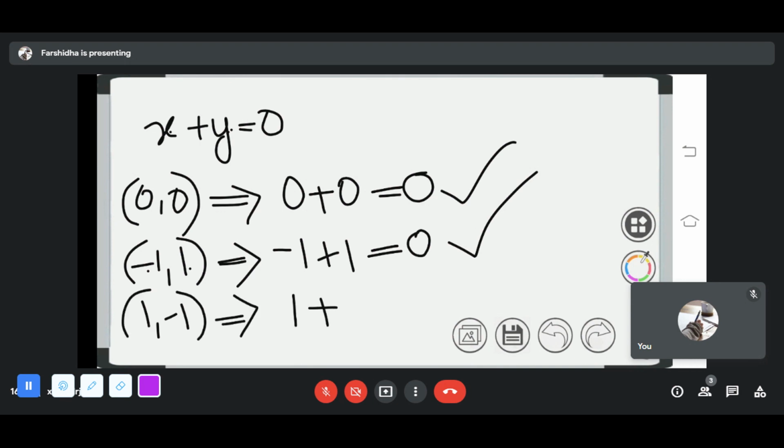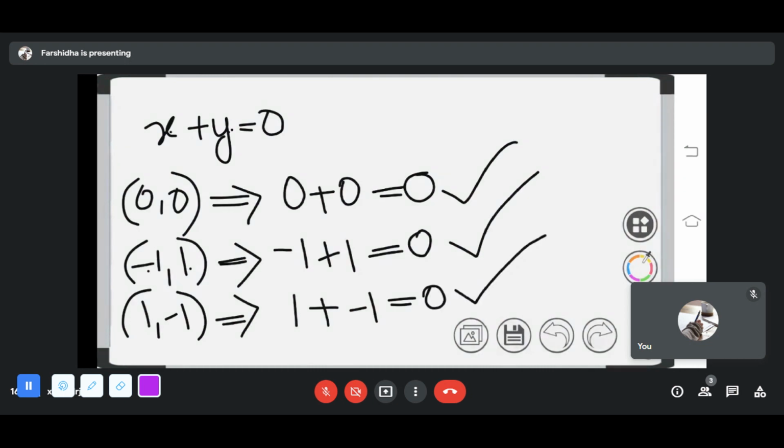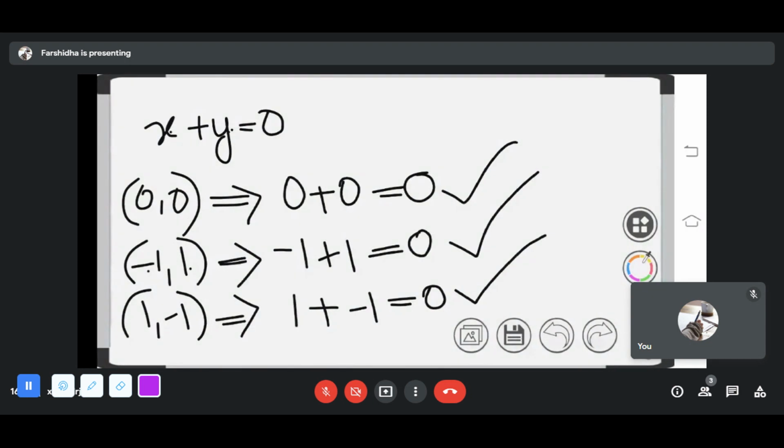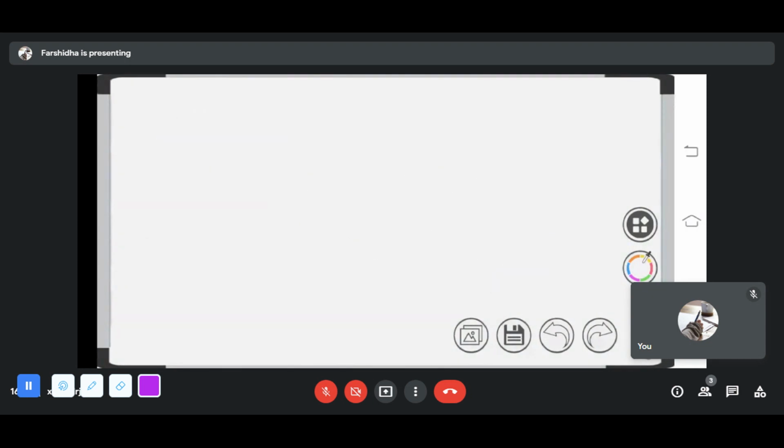1 plus minus 1 equal to 0. 0. That's all. This is how you will present the answer. Same way you can do the third one: y is equal to 2x.